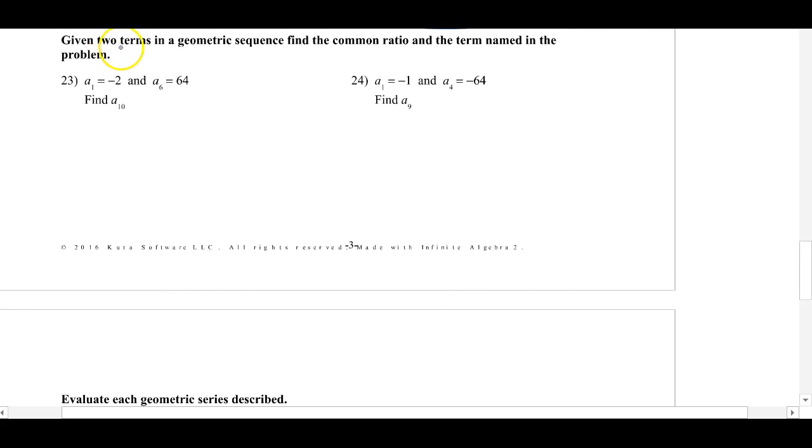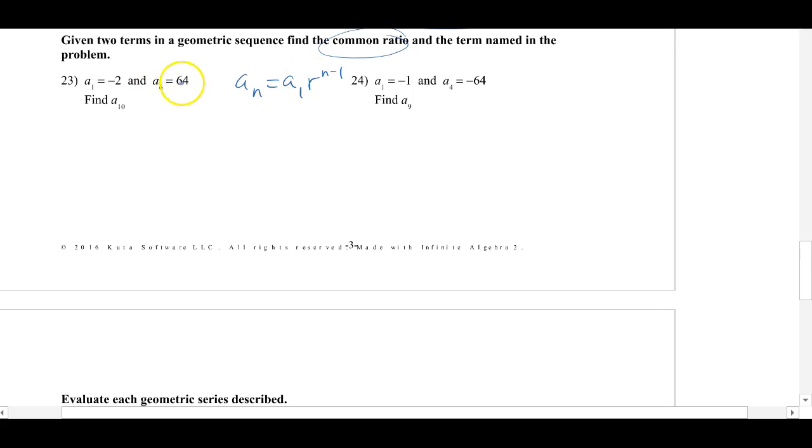Now, in this one, you're given two terms. So this a1 and this other term. In a geometric sequence, find the common ratio and the term. Okay, so we're going to use this formula again. a1 times r to the n minus 1. And the first thing we're going to do is find the r. We don't know what the ratio is. We know the first term and then some other term. So what we need to do is find the r first.